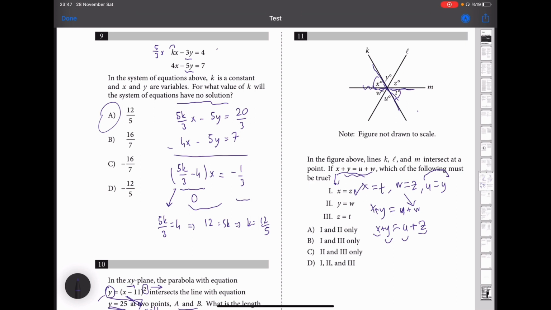Let's check the second one, but first get rid of them. Okay. x plus y equals u plus w. So y and w are here. So is x equals u? Let's check it. x equals t and u is y. I do not have any information like that. So I cannot be sure about this.